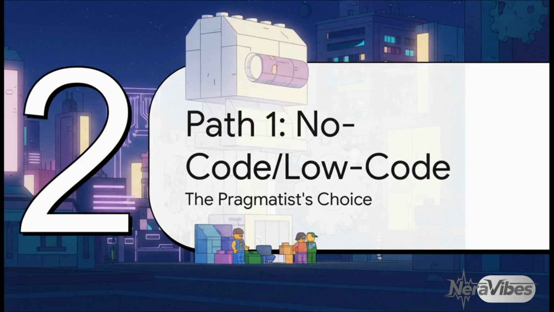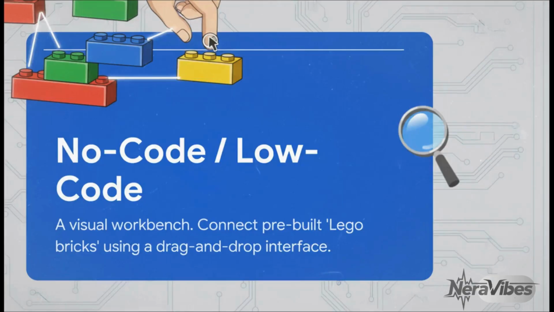Okay, let's start with path 1, the pragmatist choice. This approach is all about speed, simplicity, and getting an immediate return on your investment. It's all about using these powerful tools that don't actually require you to be a programmer. No-code and low-code platforms. So what even is a no-code platform? Honestly, just think of it like a digital workbench. Instead of writing lines and lines of code, you're visually connecting these pre-built Lego bricks using a drag-and-drop interface. You don't need to be a programmer, but you do need to be a logical thinker. If you can map out a process on a whiteboard, you can probably build an agent this way.